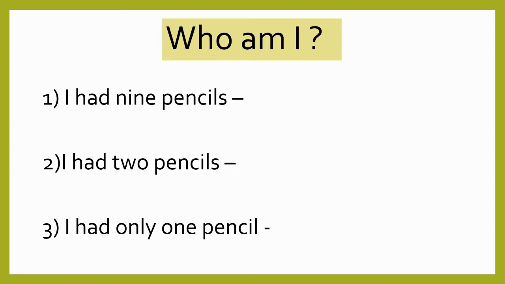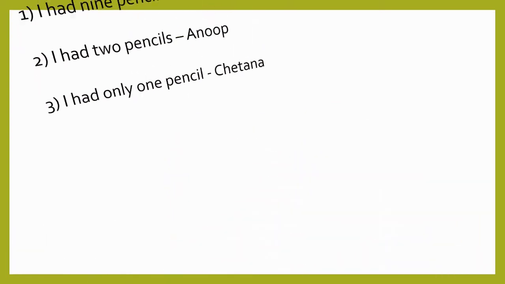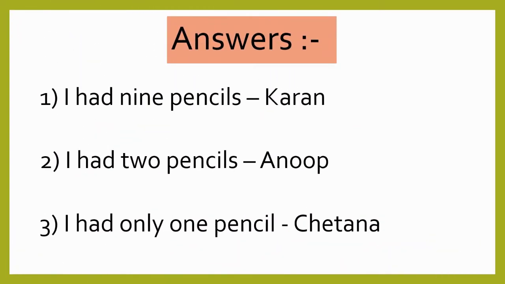Okay, I hope you have written all 3 answers. Now, let's check your answers. The first sentence is, I had 9 pencils. Who is this? Yes, Karan. The second is, I had 2 pencils. Anoop. The third sentence is, I had only 1 pencil. And the answer is Chetana.